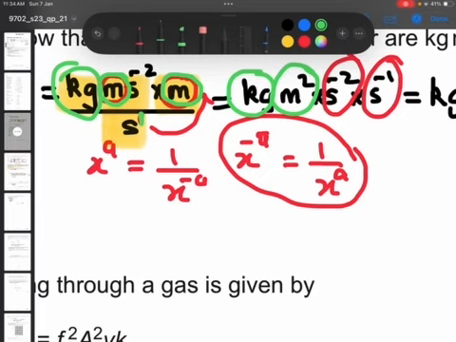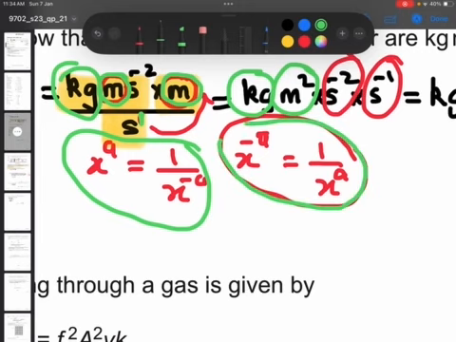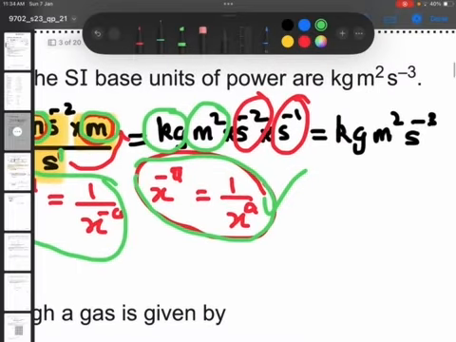Now, using the indices rules, I put two indices rules here. Using the second one, if we have 1 over x to the power of a, this can become x to the power of minus a. So that's what we did here. We brought this second to the power of 1 to become times second to the power of minus 1.